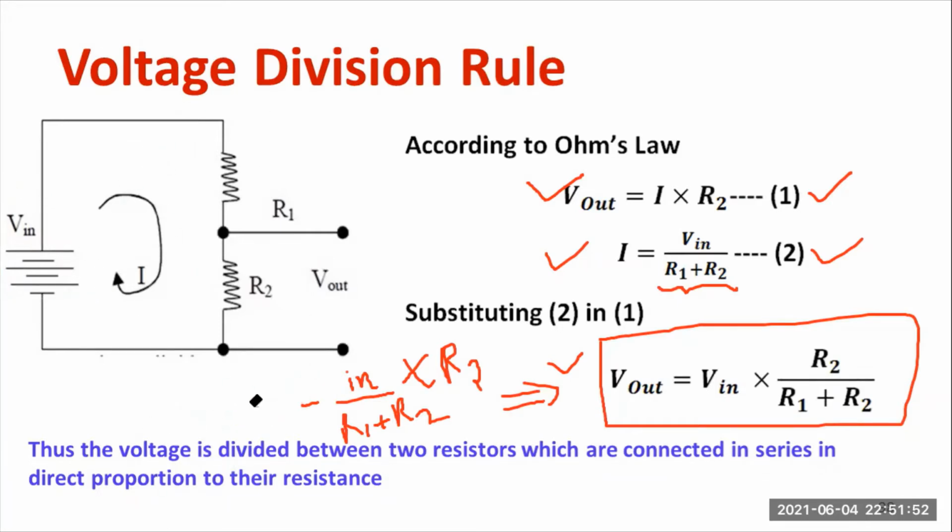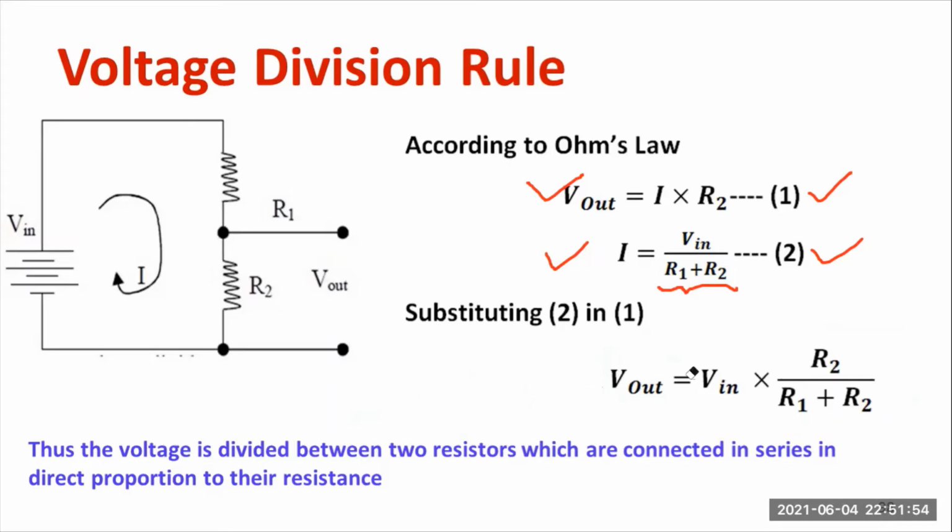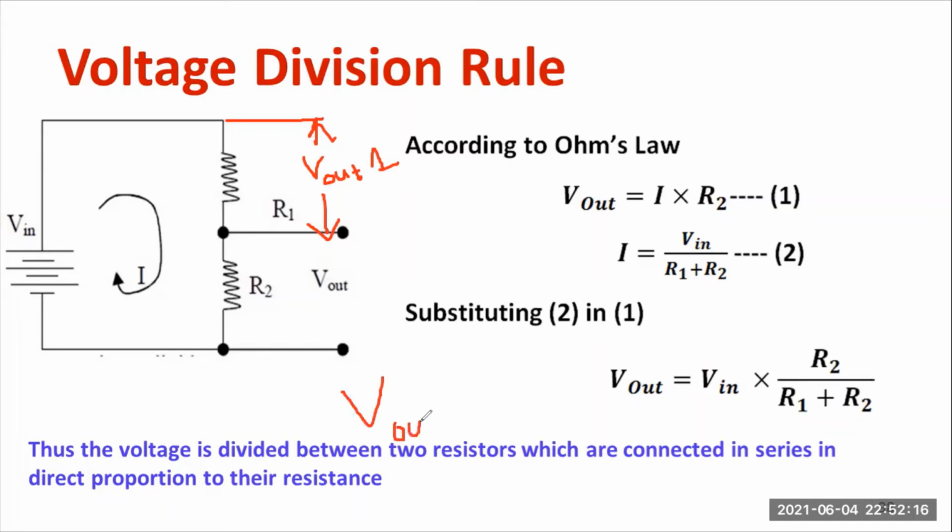Likewise, I will be asking one question. Let me assume that the voltage across R1 is V out 1. How do you calculate the voltage across R1? Can you apply the voltage division formula? Yes, of course I can apply. V out 1 is nothing but the voltage across the resistor R1.